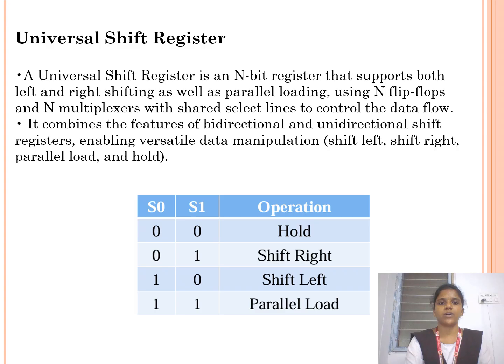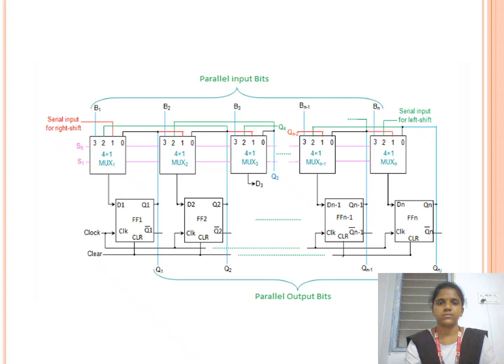If S0 and S1 are inputs, here are the operations based on the values of S0 and S1. If both are 0, 0, hold. If one is 0 and one is 1, shift right. 1, 0, shift left. Both are 1, parallel load. This is the logic diagram representation of the universal shift register. Here we used 4 by 1 muxes and D flip-flops.